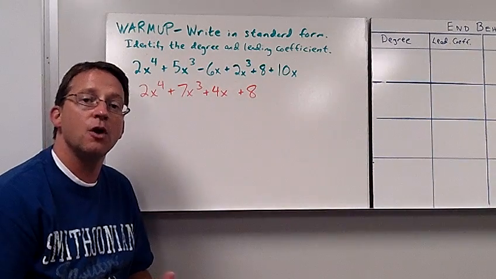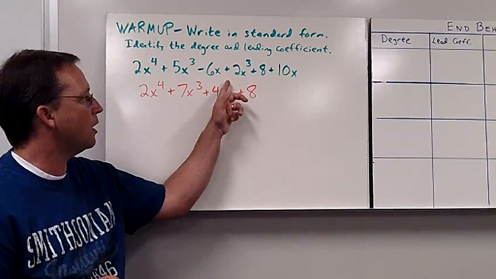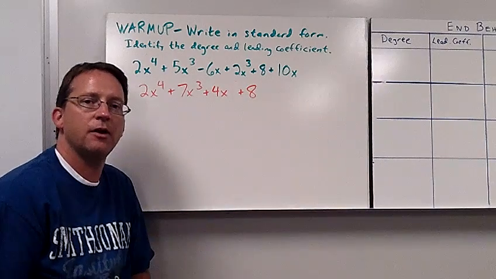So 2x to the fourth plus 7x to the third plus 4x plus 8 is our standard form polynomial. Remember, this is a polynomial because all the exponents are whole numbers. 4, 3, 1, and then x to the 0 power there.